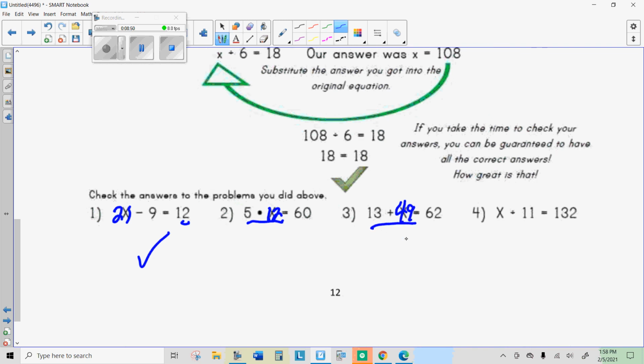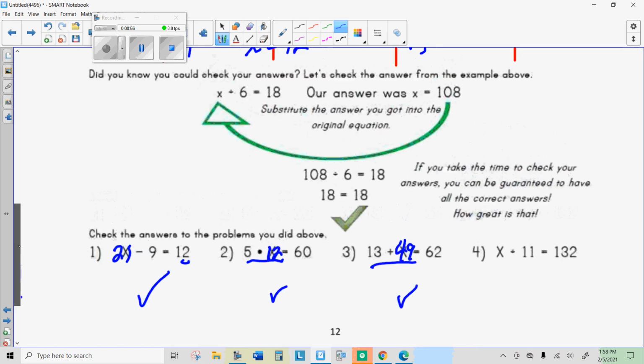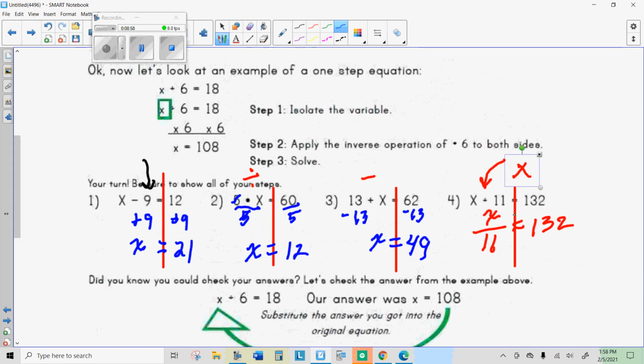Add this together, make sure it equals 62. Okay, on this last problem, it's divide, so we're going to multiply by 11. Now, right now you're probably saying this is looking a little confusing, but it really isn't.